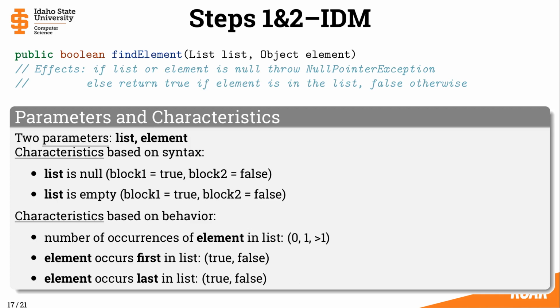So we look at the list, and then we have the element. If the list is null, we can say it's either true or false. That's going to be null, and the list is empty. It's either true or false.